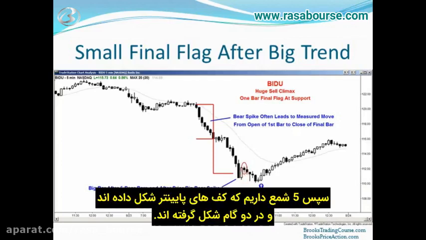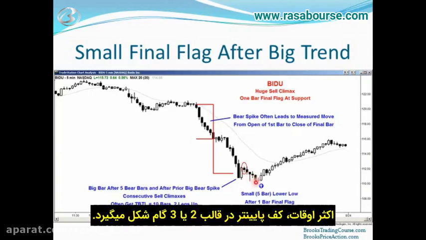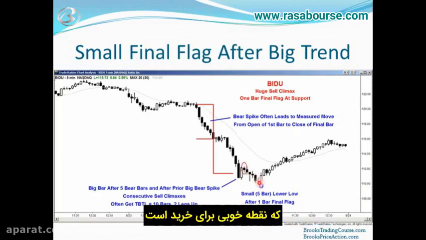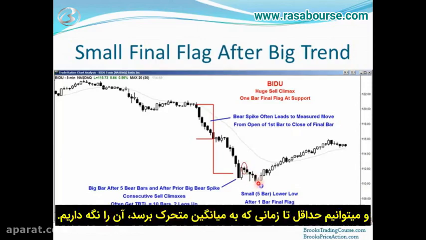We have a small 5-bar lower low that occurred in 2 legs. A lot of times the lower low comes in the form of 2 or 3 legs. And then we have a bull signal bar, a bull inside bar. So that's a reasonable buy for, at a minimum, a test of the moving average.